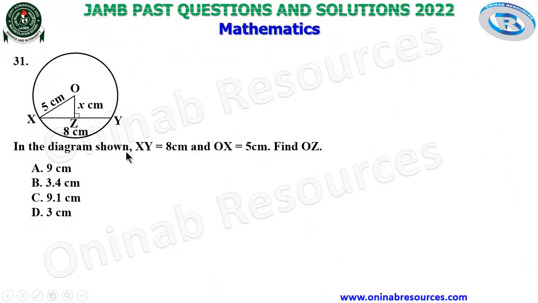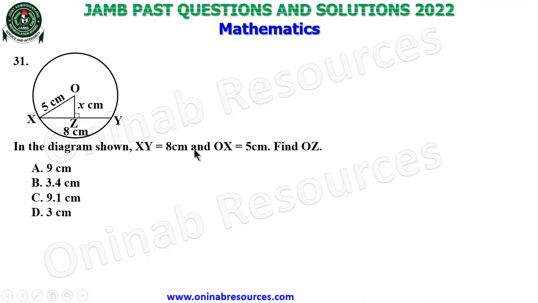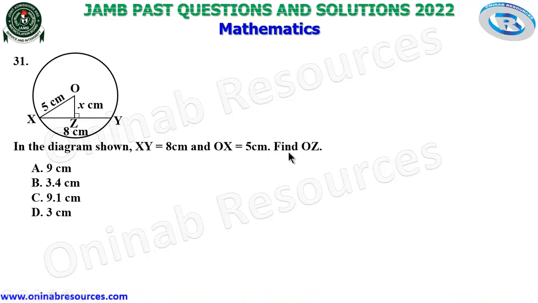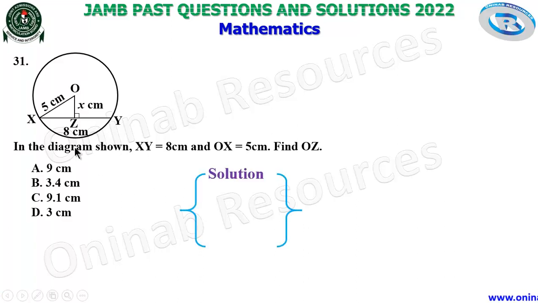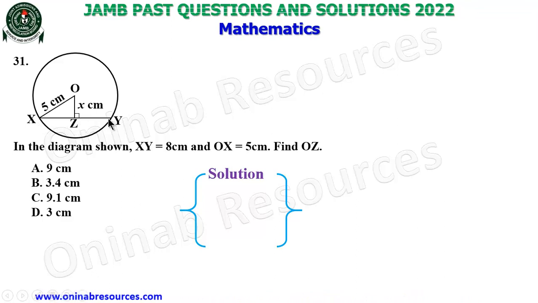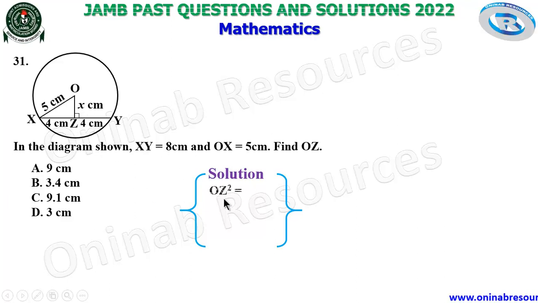Problem 31, in the diagram shown, XY is 8 centimeters and OX is 5 centimeters. Find OZ. OZ is the distance of the chord from the center of the circle. That's x. What we do is, since XY is 8 centimeters, XZ is going to be 4 centimeters, and then ZY is going to be 4 centimeters too. And this is a right angle triangle. We are going to use Pythagoras theorem to get the value of x, which is going to be 3.